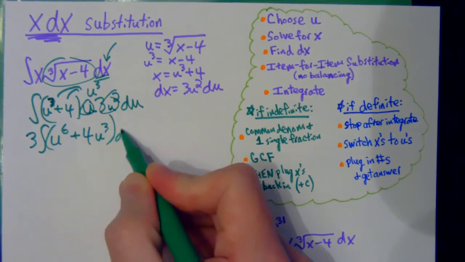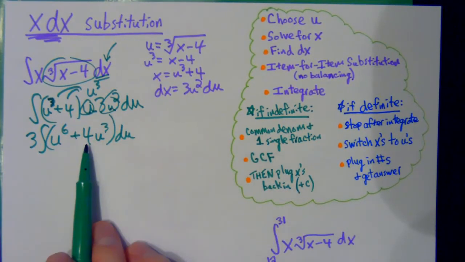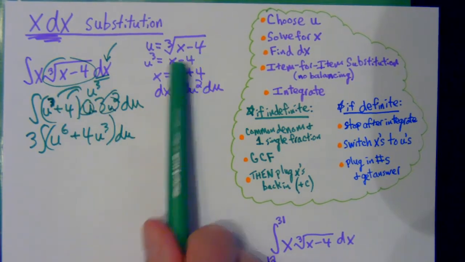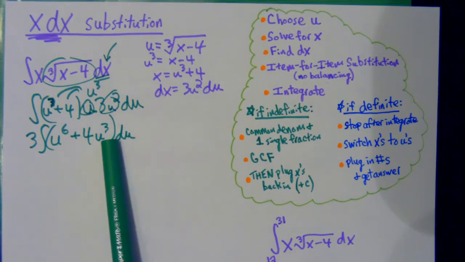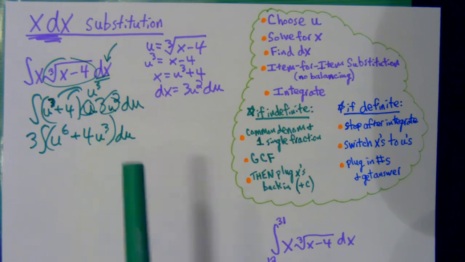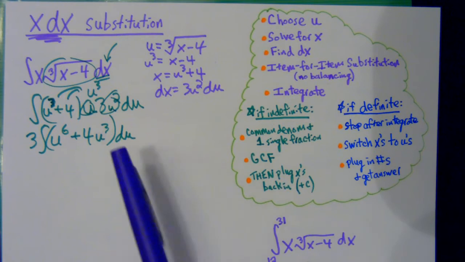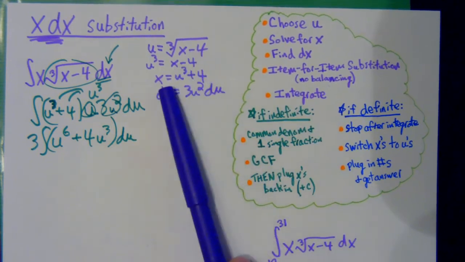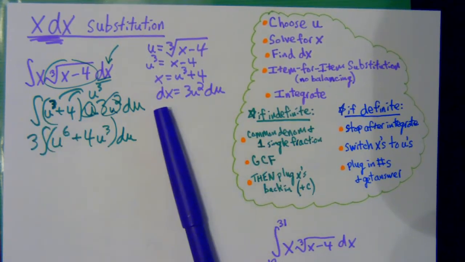And so notice what I have right here. This is a very simple integral. If you let u equal the inside part, you're going to have fractional exponents most of the time. Sometimes it works out all right, but then you're just making the problem a little bit worse for yourself. So that's why I let u be the whole radical part, because then I get nicer things right here. All right, so I chose the u, solved for x, found dx, item for item substitution.